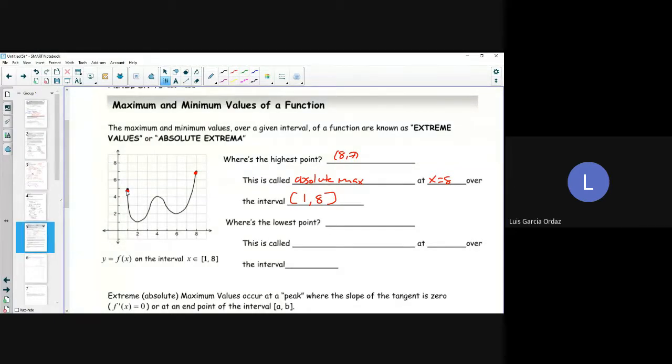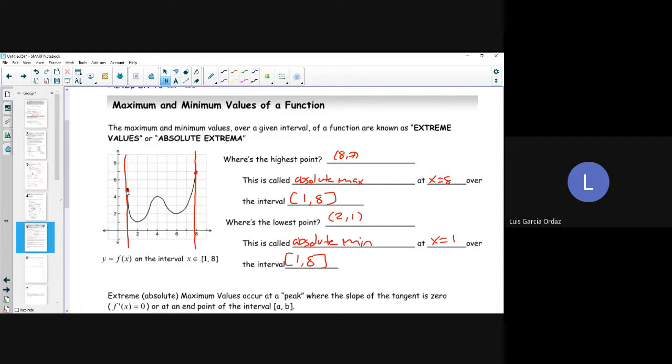That happens at x is equal to 8 over the interval 1 to 8, because our curve is bounded by x is equal to 1 and x is equal to 8. So now the lowest point, from what you can see, is at (2, 1), which means that this is an absolute min, because there's nothing that's going to be lower than the y value of 1. This happens at x is equal to 2 over the same interval 1 through 8. So your minimum value is equal to 1 and your maximum y value is equal to 7.